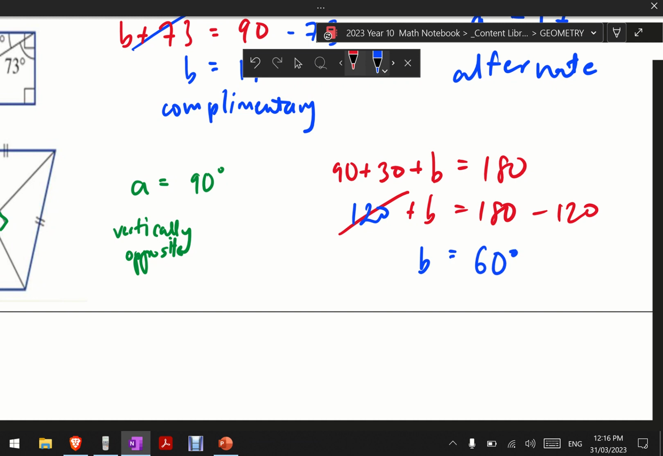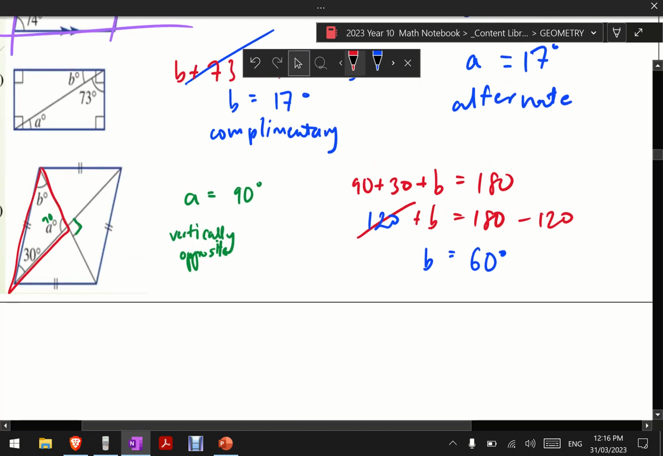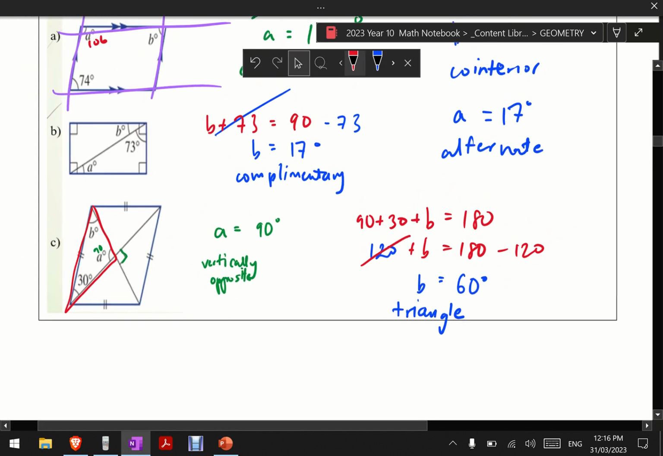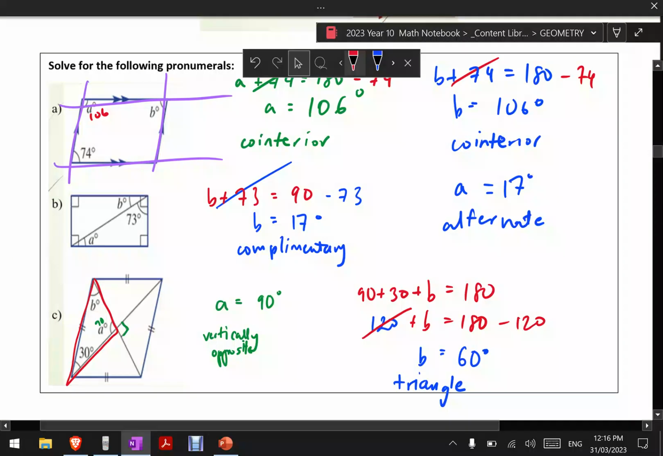So what can we use as a reason for this? It's a triangle. You can actually say triangle. All triangles equal 180 all the time. The reasoning is very, very important with these questions, guys. Make sure you actually use them when you do these questions. All right, I'm going to stop talking now.